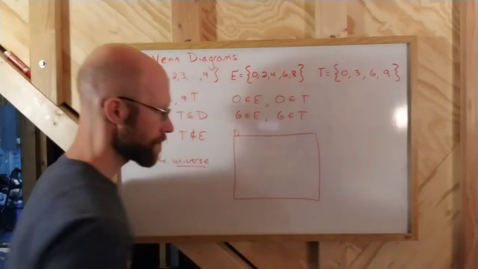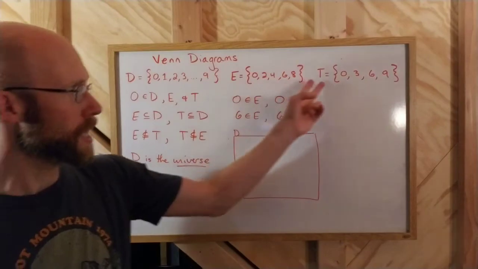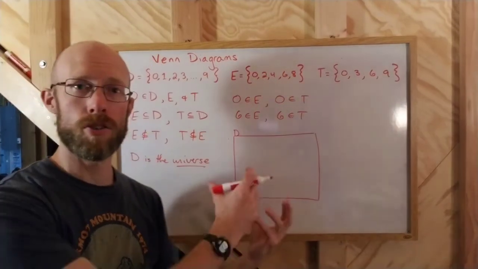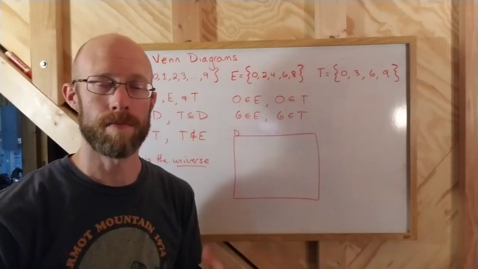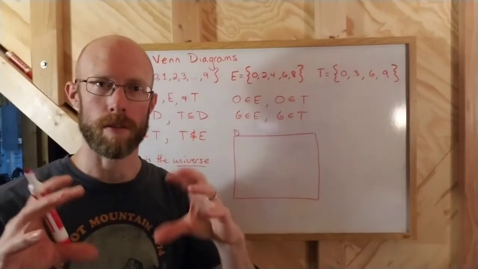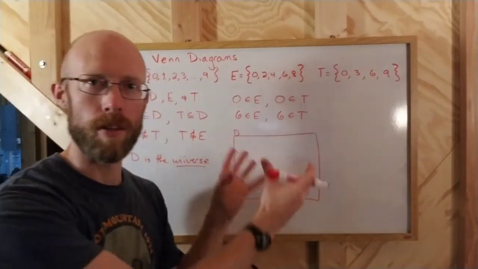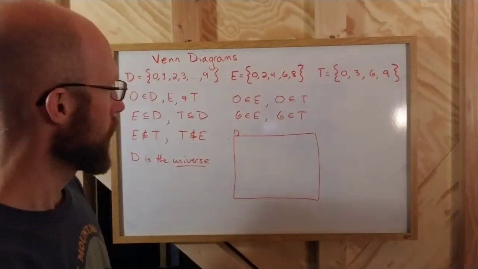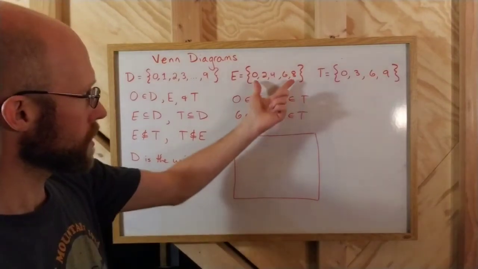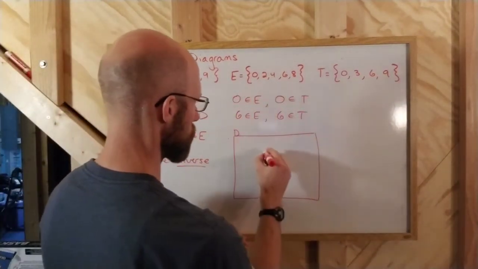We could. What I'm going to do then is represent E and T also in this universe. And so E and T are just going to be circles. They're kind of like blobs, not directly in the middle, but in the interior. And they contain some of those points. So what we tend to do is use circles.